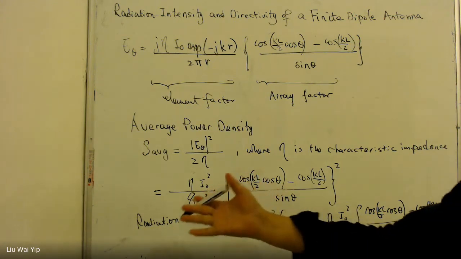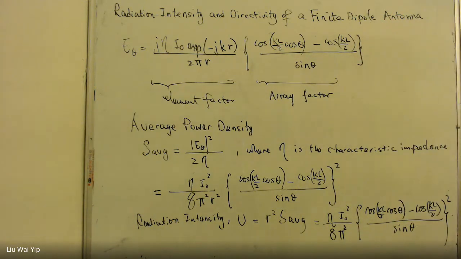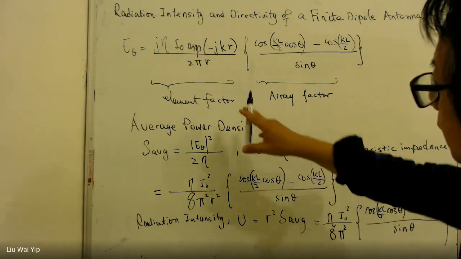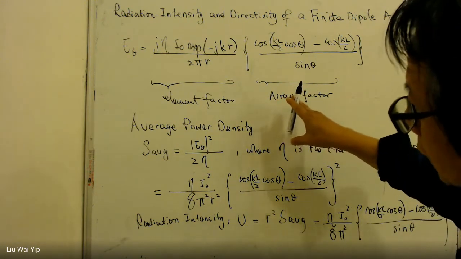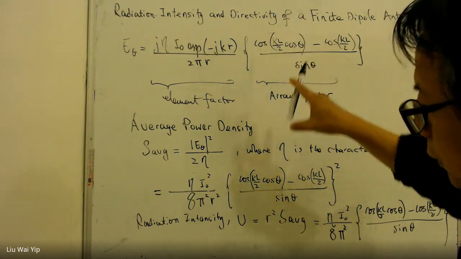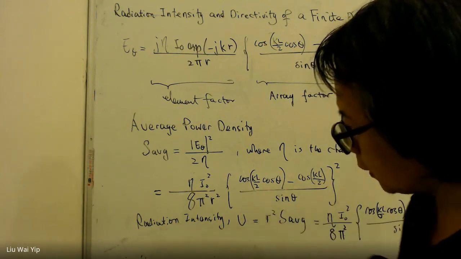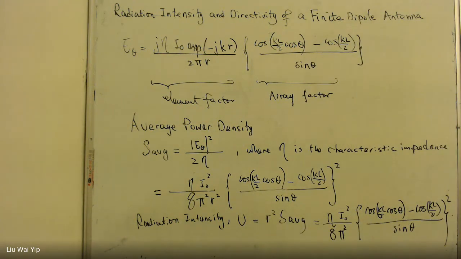Now, this is the formula for the general finite dipole antenna. In order to calculate the directivity, you need to find the total radiated power based on the radiation intensity. However, the formula here is very complicated. If you square this term, you end up with chunks of expression.